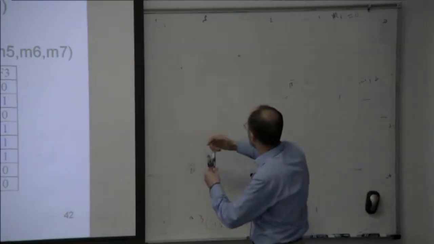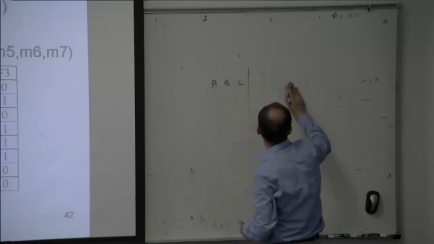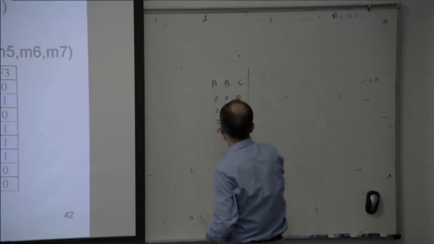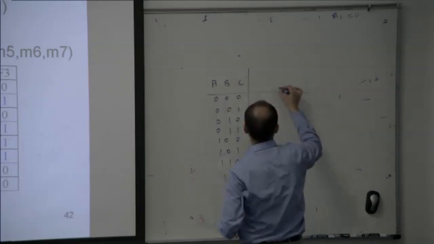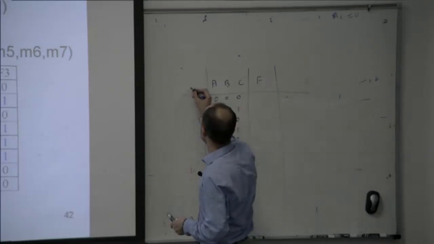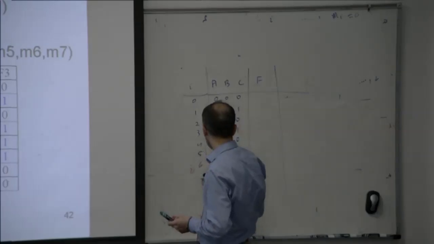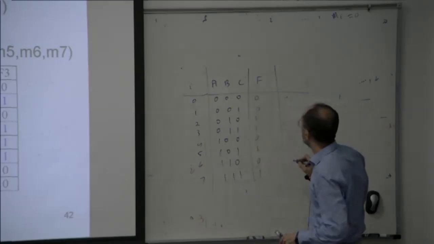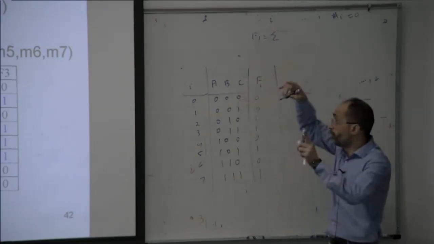Now we assume that we have a function f of a, b, and c: 0, 0, 0; 0, 0, 1; 0, 1, 0; 0, 1, 1; 1, 0, 0; 1, 0, 1; 1, 1, 0; and 1, 1, 1. And now this is our f. Okay, now we also write the indices in decimal. What is the index? 0, 1, 2, 3, 4, 5, 6, and 7. So if you say 0, 0, 1, 1, 0, 1, 0, 1, now this is f1. What is f1? f1 is the sum of all min terms.